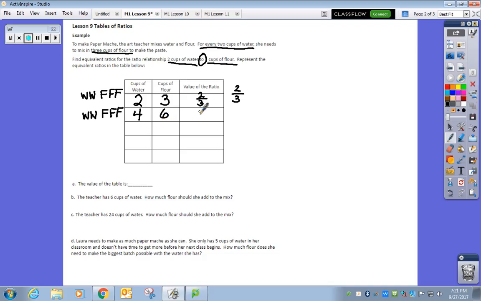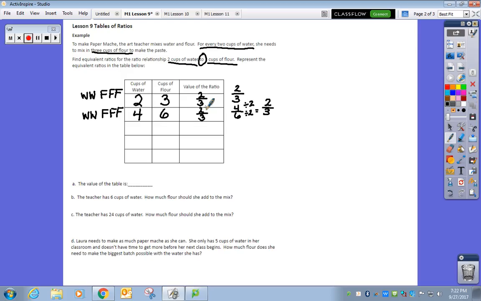The value of this ratio, I would take the 4 to 6 and write it as a fraction, and then I would put it into simplest form. 4 and 6 can both be divided by 2, so this would become 2/3. Notice the ratios have the same value. Since they have the same value, we say they're equivalent ratios. In a ratio table, all of our ratios will be equivalent to one another, and they'll have the same value.